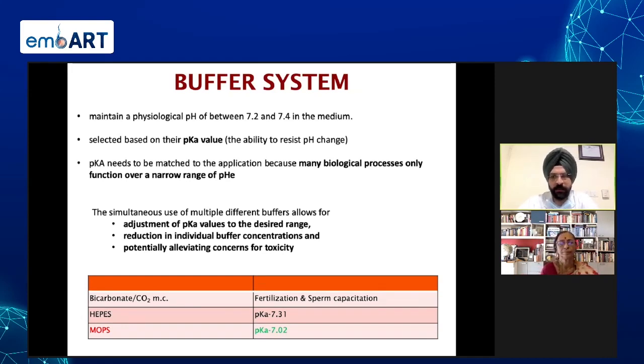Primarily, if you are using it inside the incubator, it is bicarbonate, but some amount of HEPES or MOPS is definitely present in all the media. And if you're using it primarily outside the incubator, then HEPES and MOPS are the primary constituents for buffer.